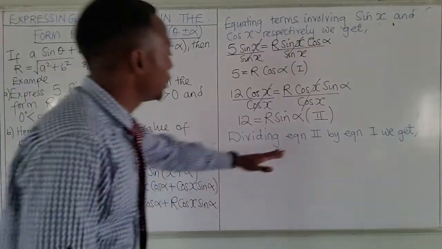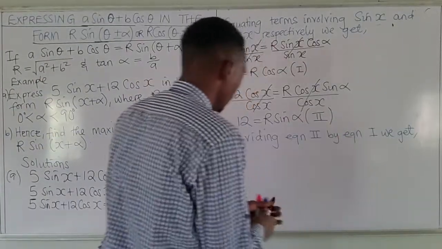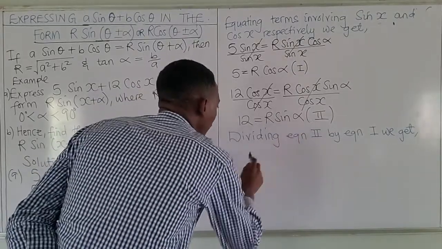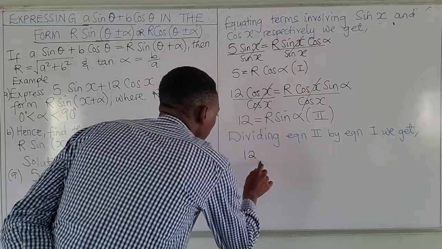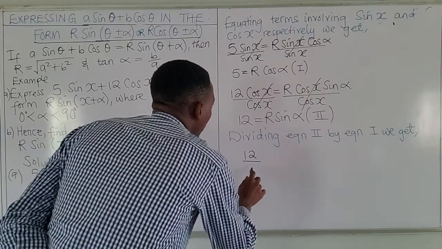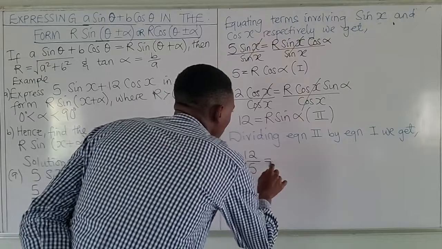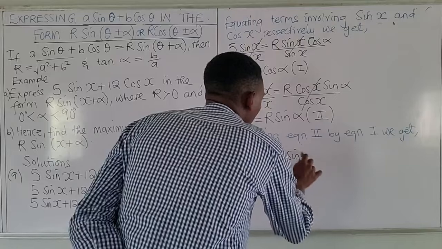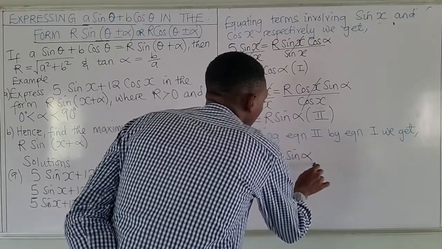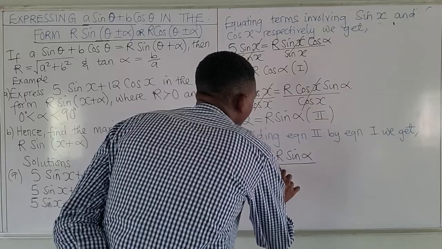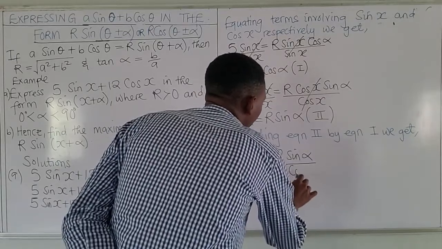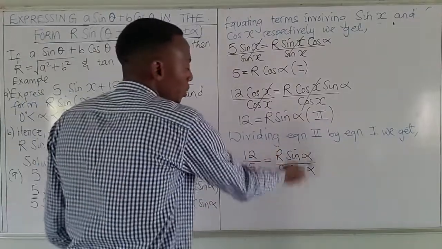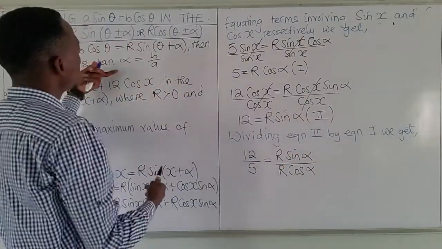So now, dividing equation 2 by equation 1, what do we get? Equation 2 is here. So we are going to divide: 12 divided by 5 is equal to r sine alpha divided by r cos alpha. The idea here is to ensure that, remember where we're coming from, we have to make tan alpha.